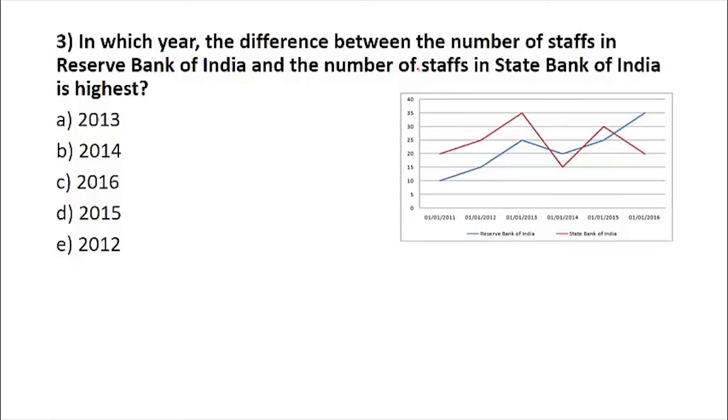Let us see question number 3. In which year is the difference between the number of staff in Reserve Bank of India and the staff in State Bank of India highest? Let us see the difference. No need to even raise the pen. The difference here is 10, cannot be. Here also it is 10, this is also 10, this cannot be. You have to find the highest. Here it is 15, so your value would be 2016. It is in C.